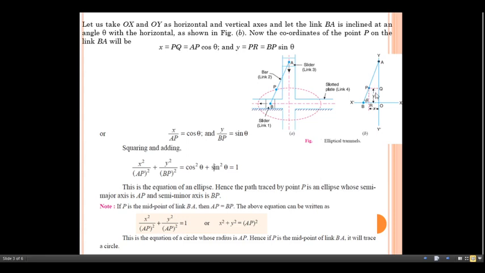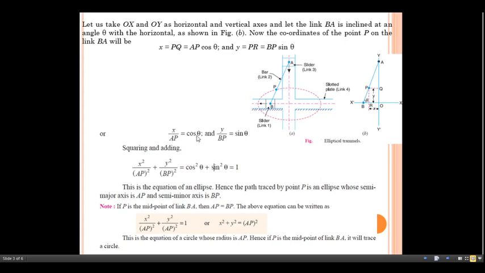Similarly, I want the vertical coordinate of P. For that, if I consider this triangle PBR, let us use the sine trigonometric function. Sine theta equals the opposite side y divided by the hypotenuse BP. From this, y equals BP sin theta. Now, whatever relations we have written, let us get them in terms of cos and sin theta in this way. Just take this AP to the left side, so AP automatically goes in the denominator.